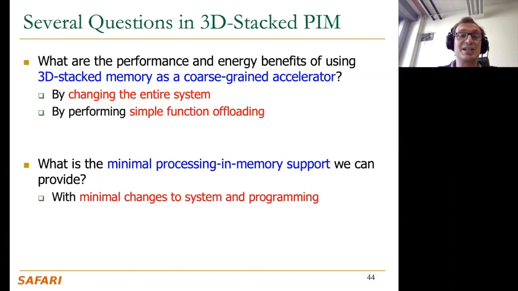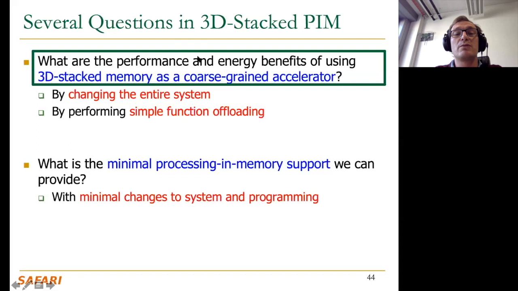Of course, there is a continuum in between these things, right? For example, without changing the entire system, what if I do just simple function offloading without significantly changing the applications and without significantly changing the virtual memory, without significantly changing coherence issues, et cetera, right? So you can think about some middle grounds in between. It's always good to explore that middle ground as well. And we will see some of the explorations of that middle ground in this lecture as well. But let's start with this maximal thing.